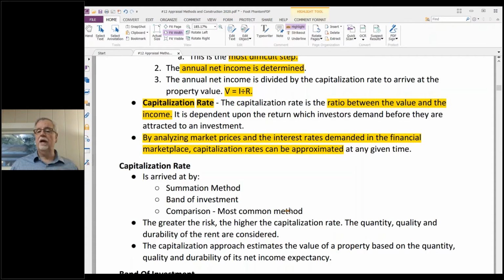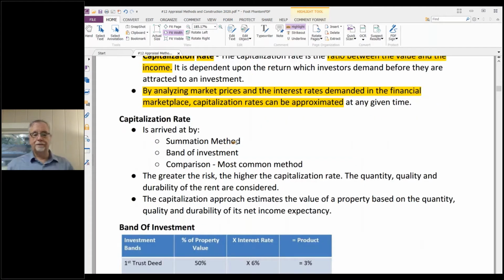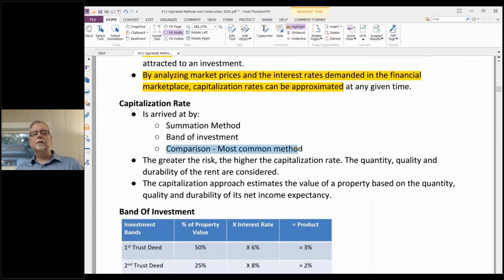But sometimes we have to use the financial marketplace. So the capitalization rate could be the summation method. I'm giving you an example of that in a moment. The comparison is the most common method. That's what I just described. We have 5 other retail properties that sold in San Leandro. We know what they sold for. We know what their net income was because they had to tell you that when they put it on the market. We take out our calculator. We know the rate. Actually, the software already calculates that. That's the best method to use. I'll talk about summation in a moment.